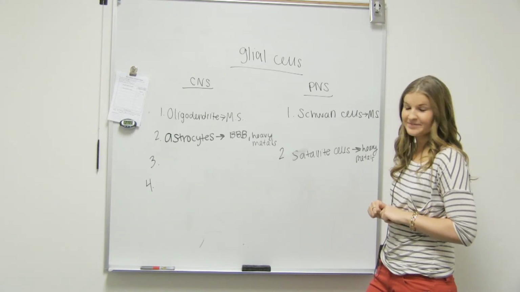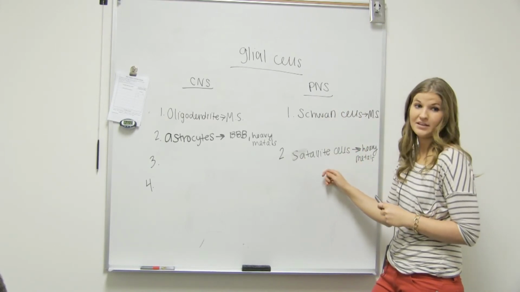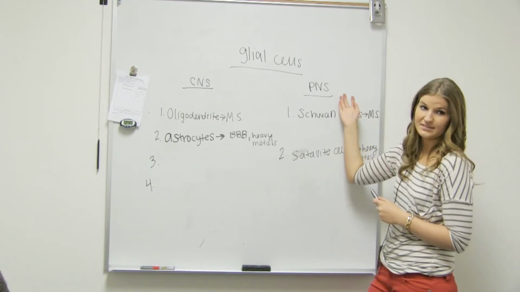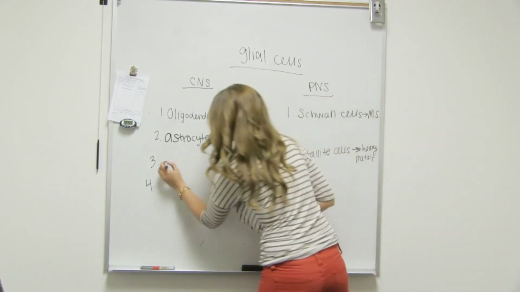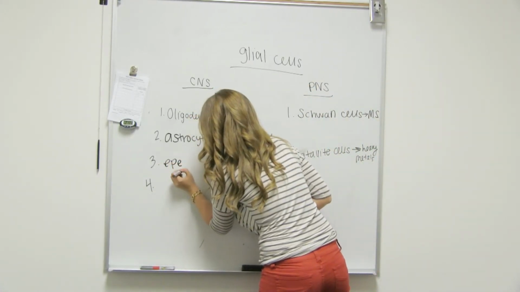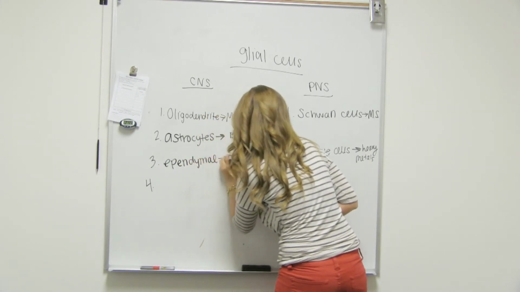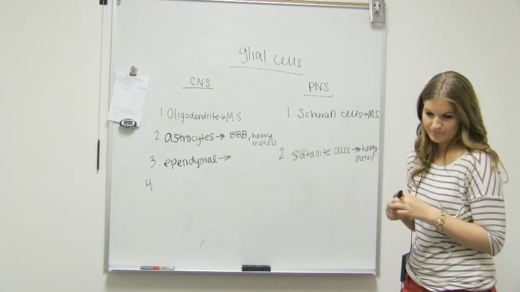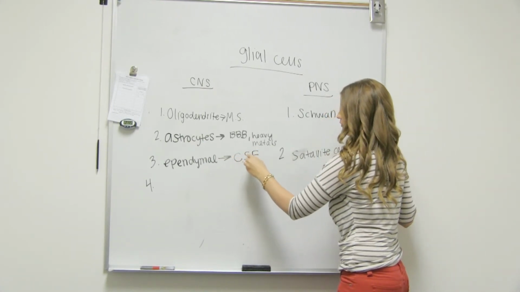Good to know. Okay, so you only have two different types of glial cells that you'll want to worry about for your PNS. For CNS, it's going to have two more. We have ependymal cells. And what do those do? Cerebrospinal fluid.